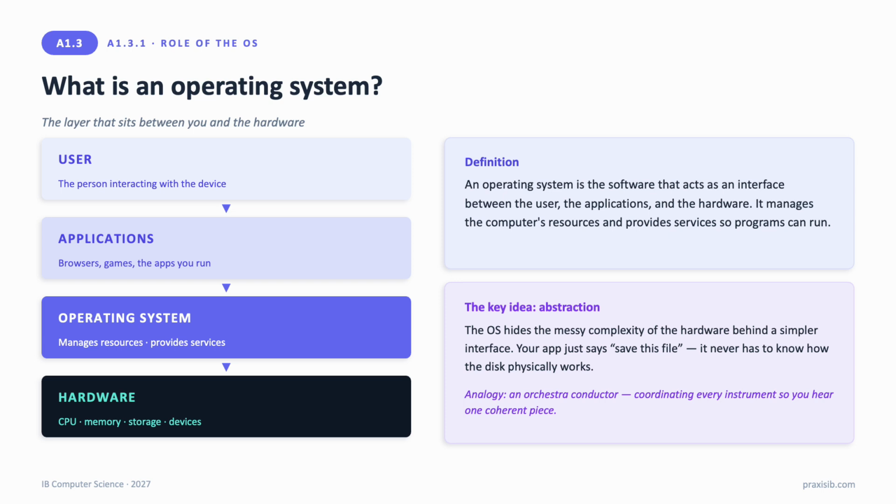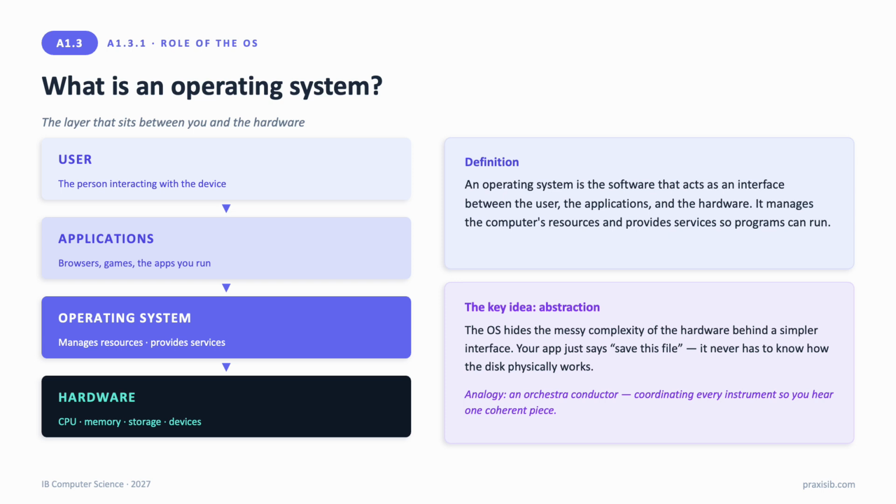Here is the formal definition of an operating system. An operating system is the software that acts as an interface between the user, the applications, and the hardware. It manages the computer's resources and provides services so the programs can run. Now, the single most important idea on this slide is this word: abstraction. Abstraction means hiding complicated details behind something simpler. When your app wants to save a file, it just says, in effect, please save this. And the operating system handles all the messy detail of how the disk physically stores it. The app never needs to know.